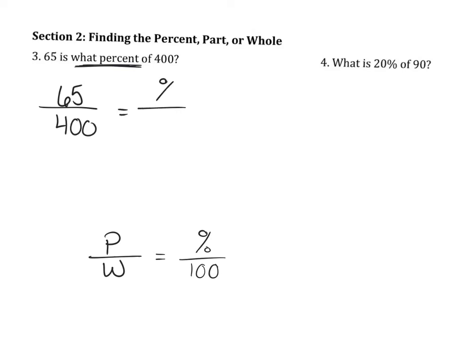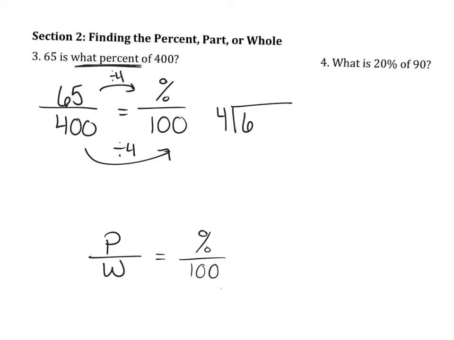So we're looking for 65 out of 400. And we are trying to find the percent. We do not know it, but we know the bottom has to be out of 100. So I can see that to go from 400 to 100, I can just divide by 4. So we do the same thing for 65. And I know some people are thinking, oh wait, 4 cannot go into 65. But yes, it can. It just doesn't go in there equally.